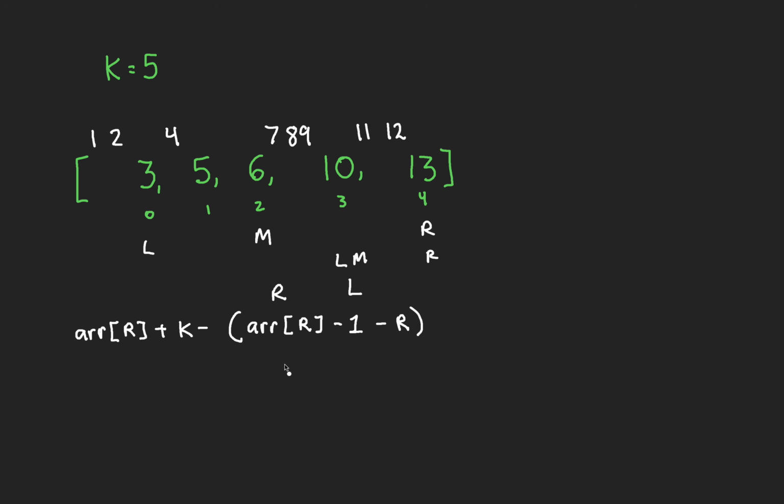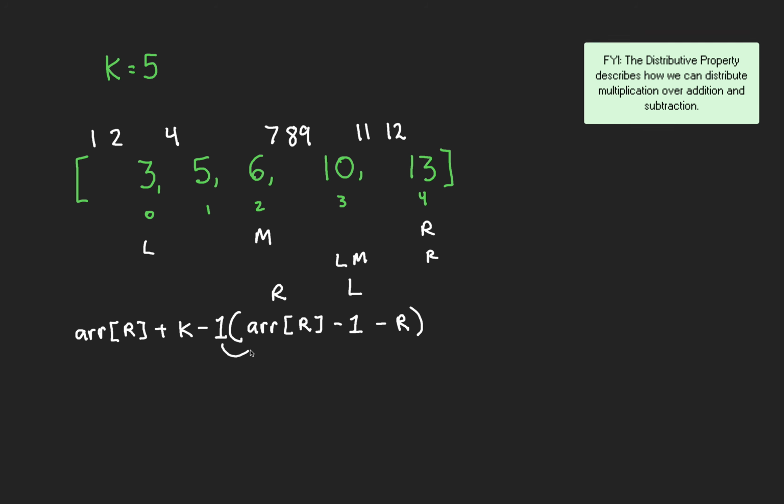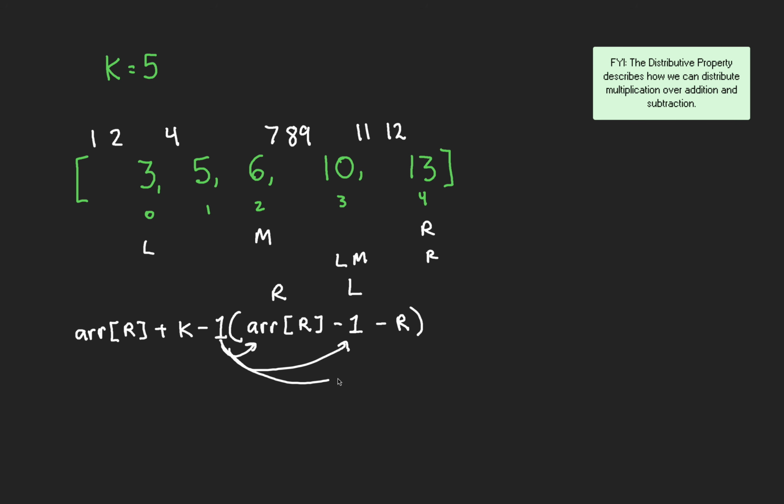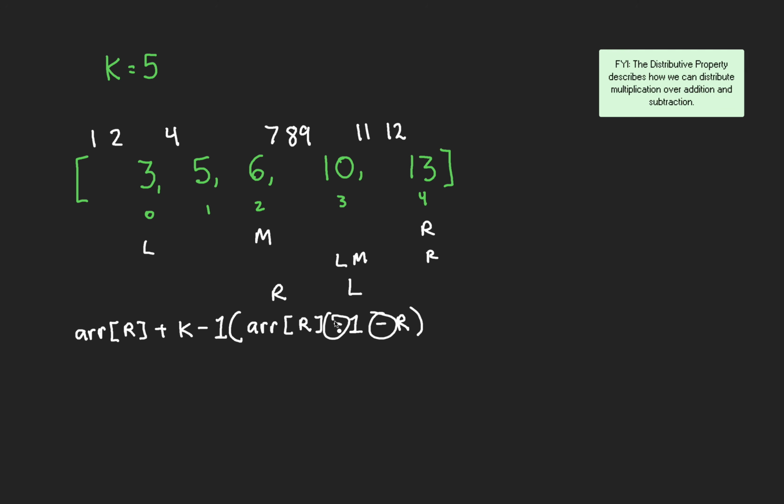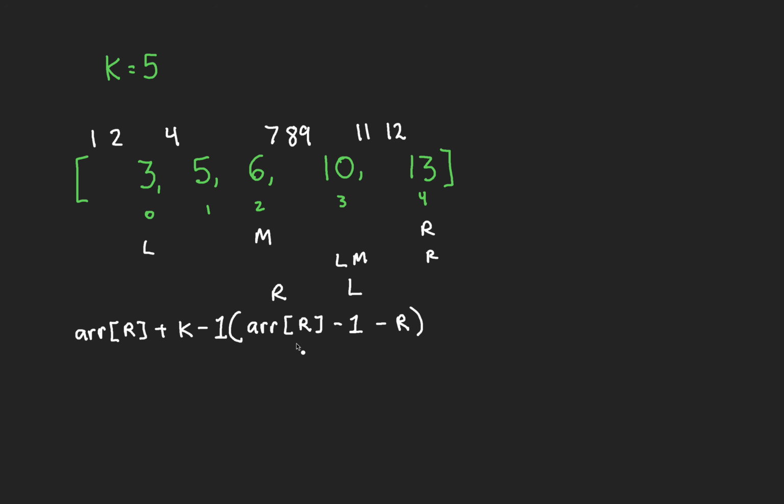Let's take a look. First off, recall the distributive property from middle school, where the multiplication of a -1 here distributes to these numbers and thus takes priority over its addition and subtraction counterparts. Doing so will make array of r negative, as well as flip the sign of our -1 and negative right pointer here to positive. Of course, the first part of our expression remains the same. Allow me to rewrite that.